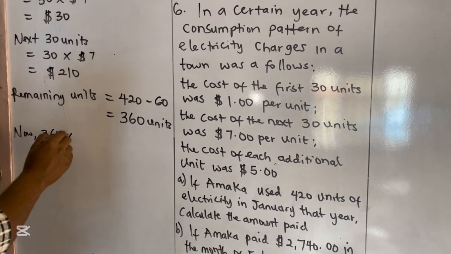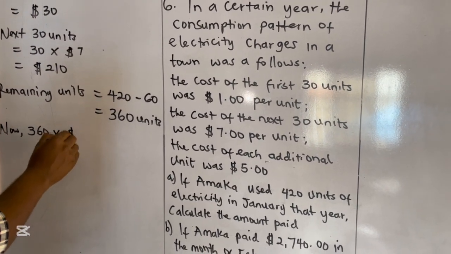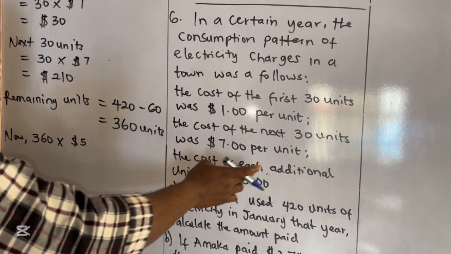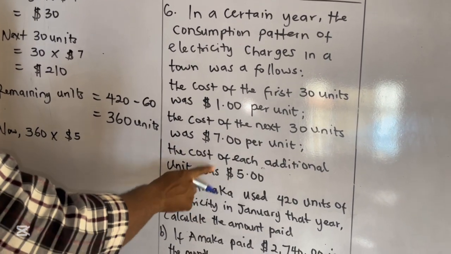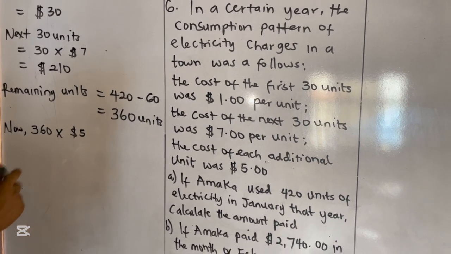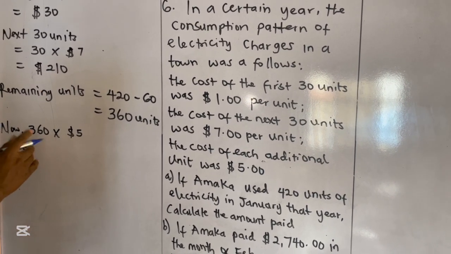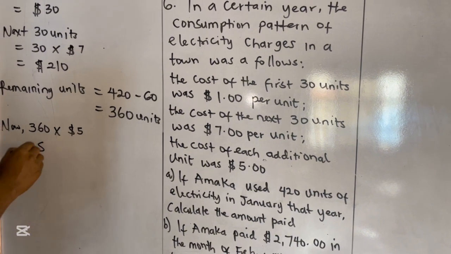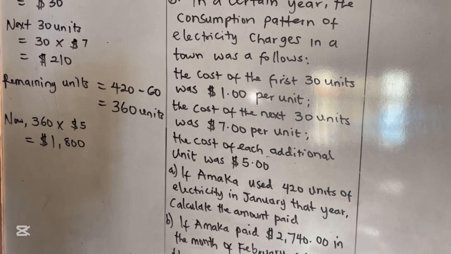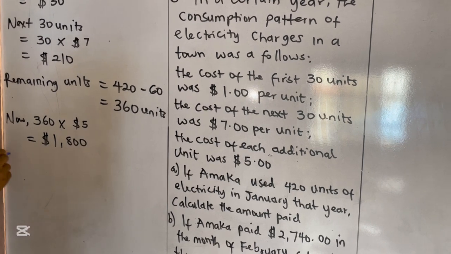So now we have that 360 units times $5. That's what is being given in the question. It says that the cost of each additional unit was $5. So we have 360 units times the $5 will give me 360 times 5 will give me $1,800.